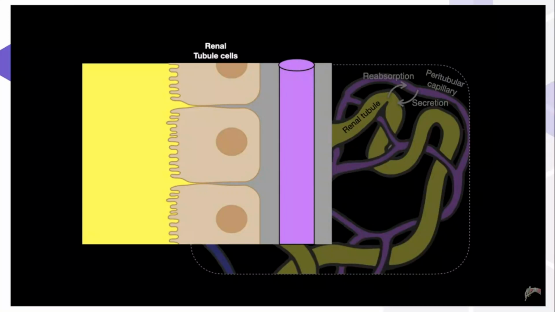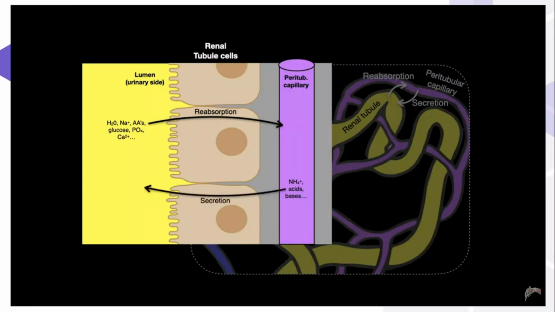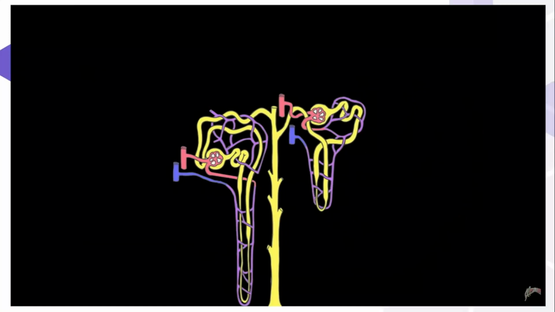This is the renal tubule and the lumen side, and this purple is the peritubular capillaries. Here certain ions or substances are present, then get reabsorbed into the peritubular capillaries through the renal tubules, and some substances are secreted, like ammonium, acids, and some bases, through the peritubular capillaries.